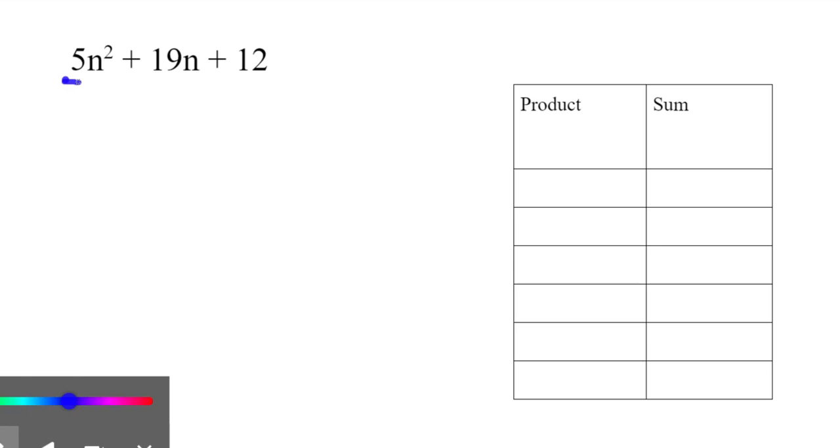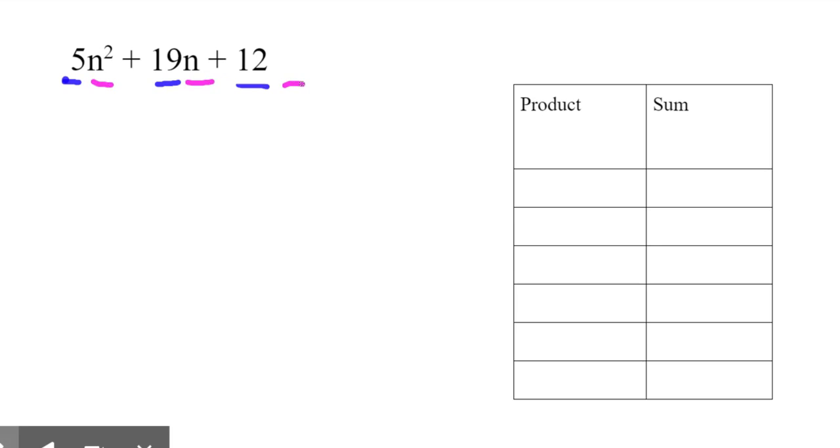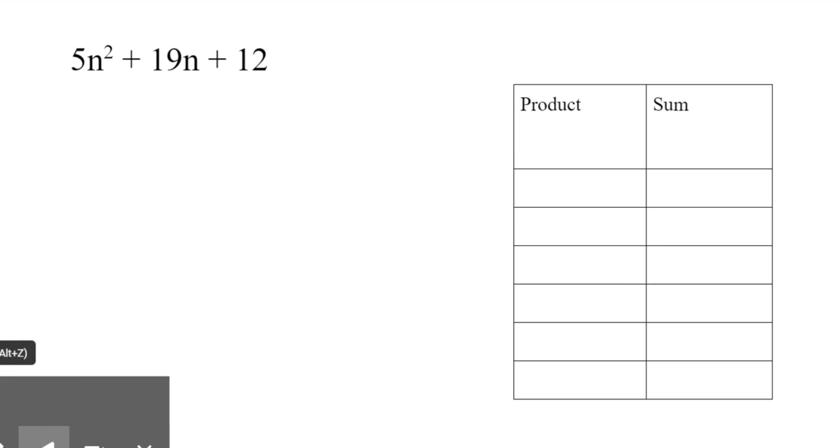So I'm going to look at the 5, the 19, and the 12. Is there a greatest common factor there? Not really, nothing greater than 1. So now I'm going to check the variables. Is there a greatest common factor there? No, there isn't. So we're going to factor this using grouping.